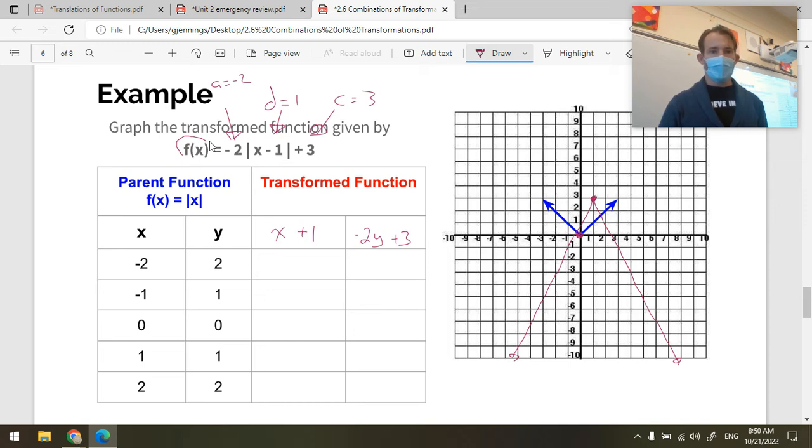(-2, 2). Well, if we do x plus 1, that's going to be -1. And then 2. 2 multiplied by -2 is -4. -4 plus 3 is 1. Oh, there it is. There's that point right there. (-1, 1). We got that one. All right, (-1, 1). So -1 plus 1, 0. 1. -2 times 1, -2. -2 plus 3, 1. Oh, look, there it is right there.